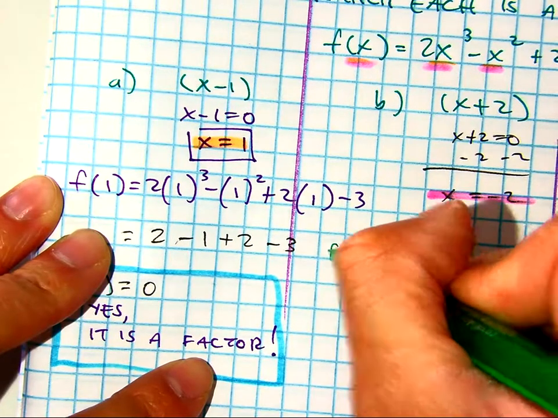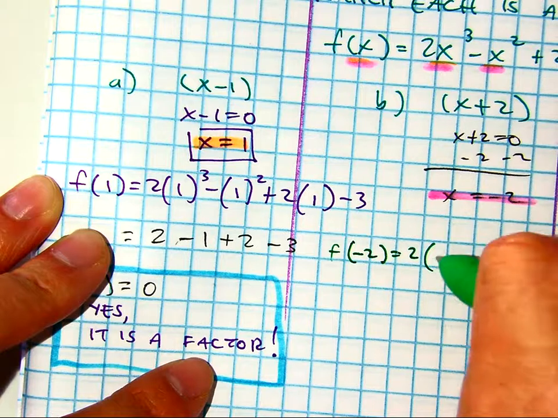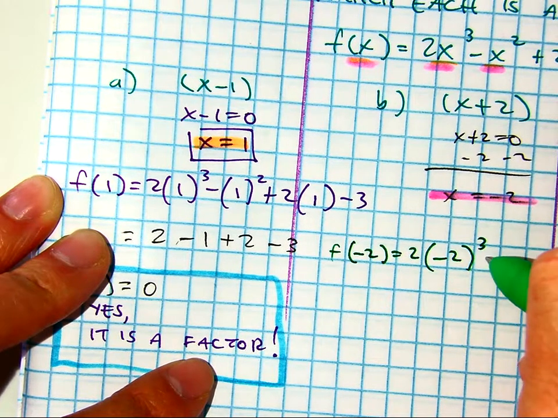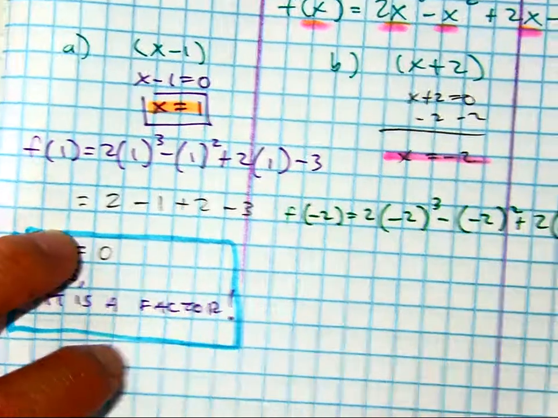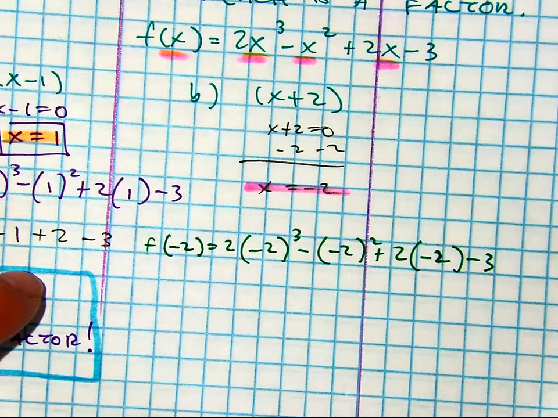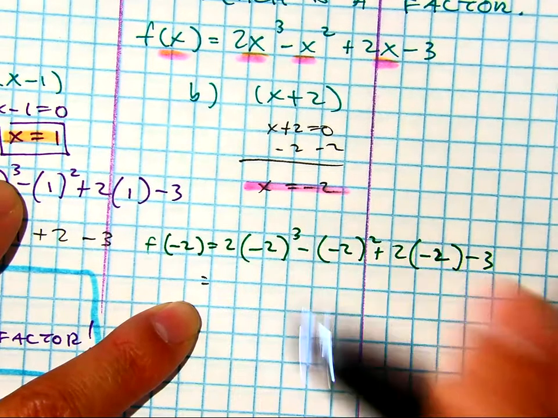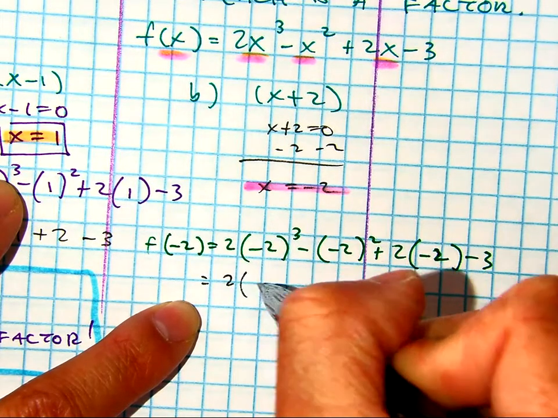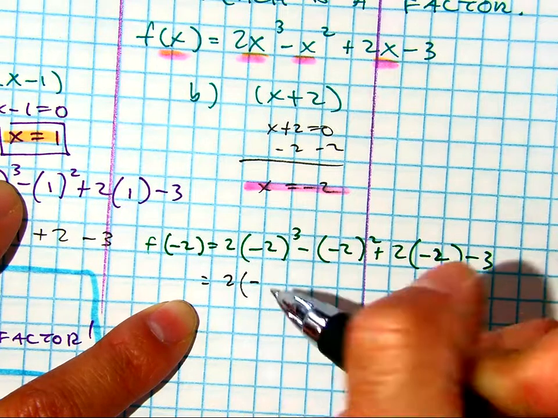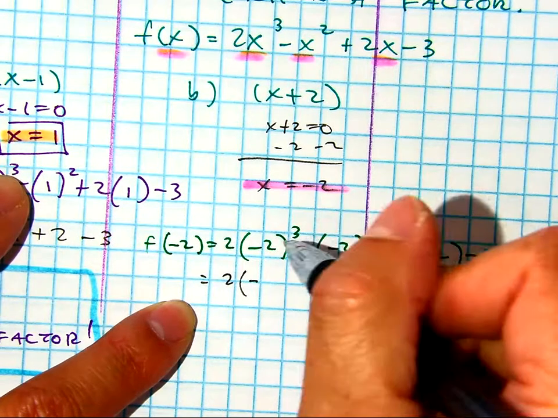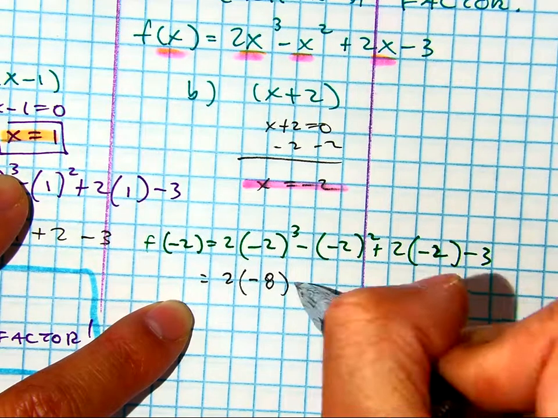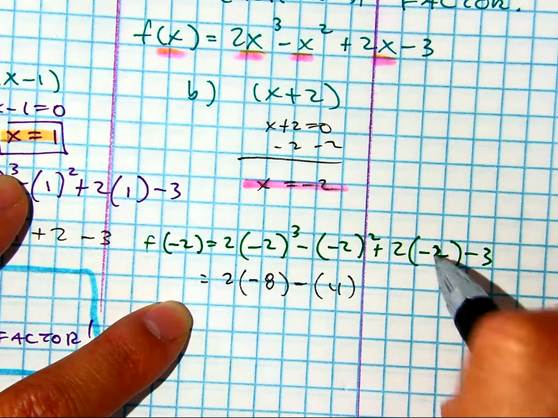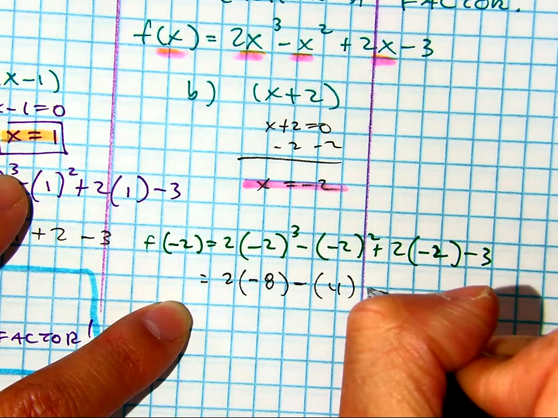I have f of negative 2 equals 2 times negative 2 cubed minus negative 2 squared plus 2 times negative 2 minus 3. And then here we're just going to simplify. Negative 2 cubed, negative 8. Negative 2 squared. 2 times negative 2, negative 4, and then minus 3.